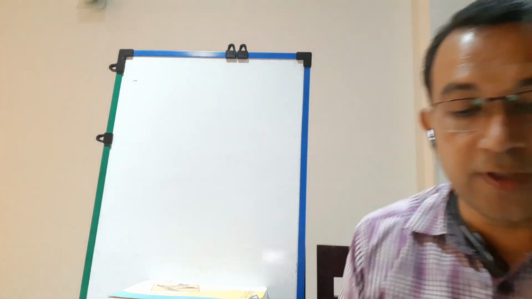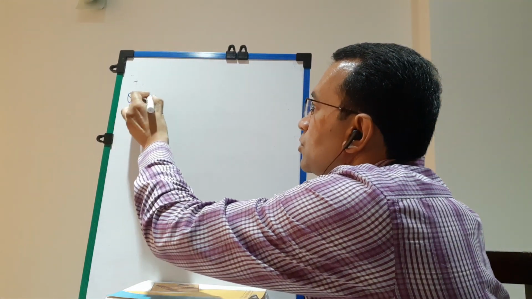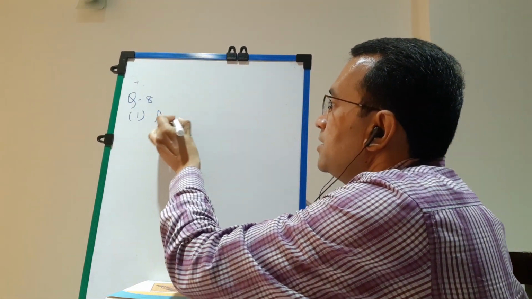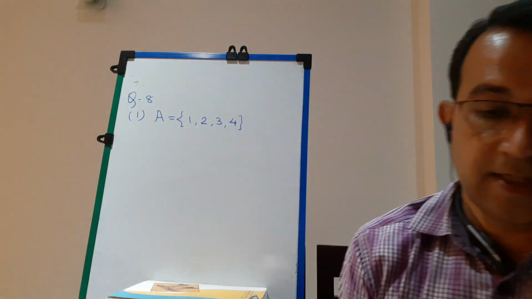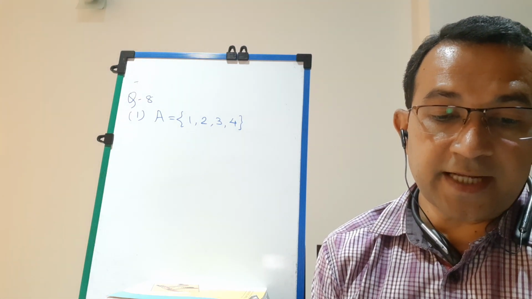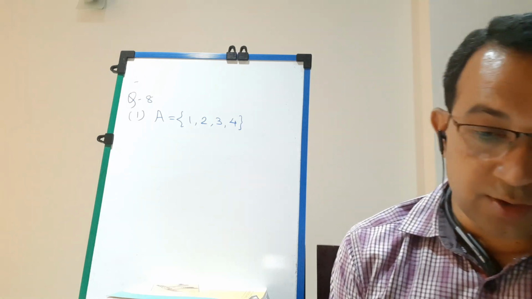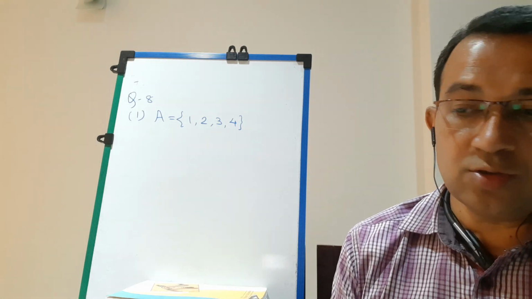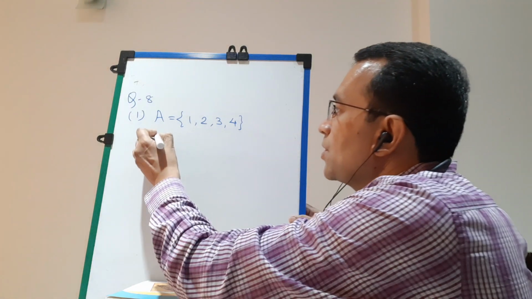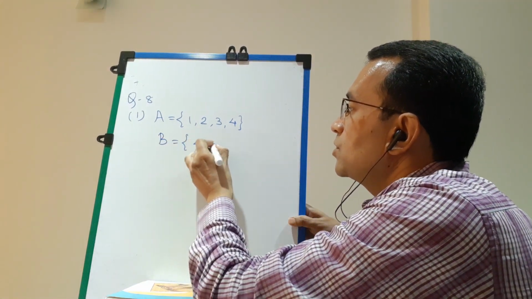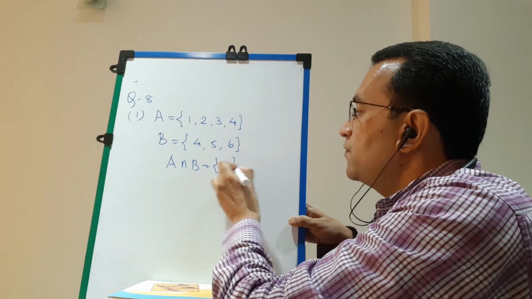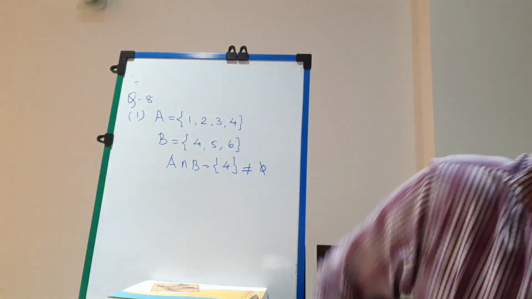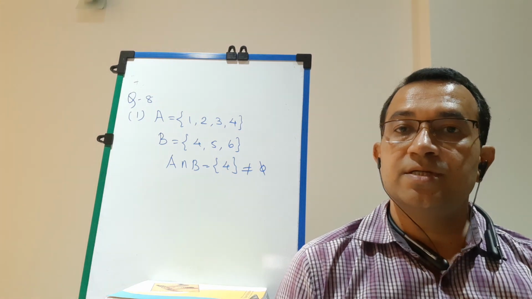Now in that, the first set is A equal to the set of elements 1, 2, 3, 4. Question 8, first part: set A is equal to the set of elements 1, 2, 3, 4, and set B is equal to x such that x is a natural number and 4 less than or equal to x less than or equal to 6. So it is 4, 5 and 6. So A intersection B is the singleton set {4}, which is not equal to the null set. So A and B are not disjoint sets. It is very simple, students.